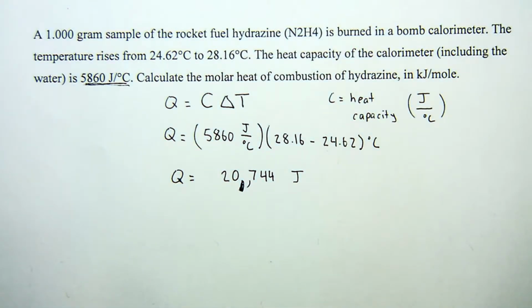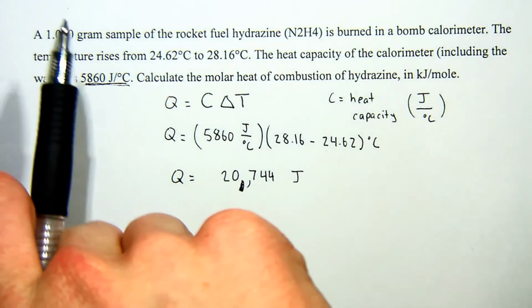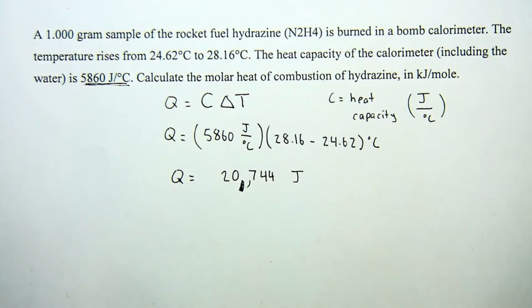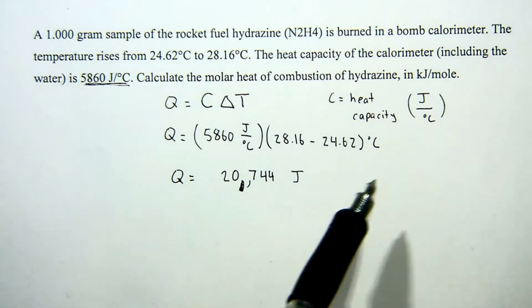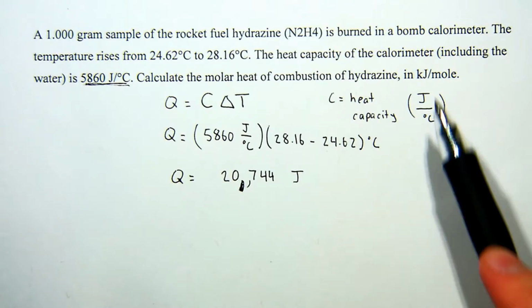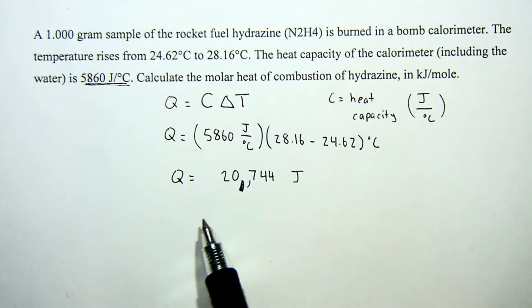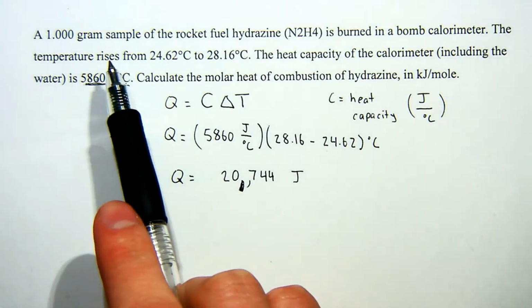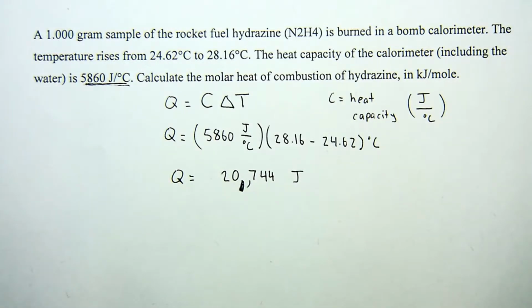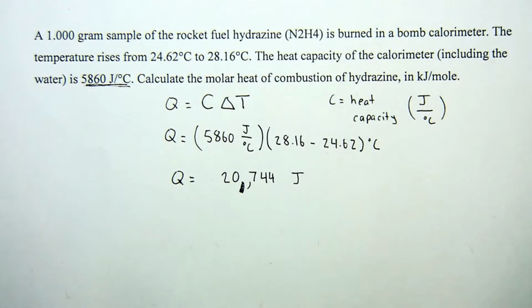Okay, so you might be wondering, well, why didn't we account for the mass? I mean, we only burned 1 gram. Where does that come into account? Well, that comes into account when we're trying to find the heat of combustion per mole. So this is the amount of energy that's released from burning just 1 gram, and we want to find how much energy is released when 1 entire mole is burned.